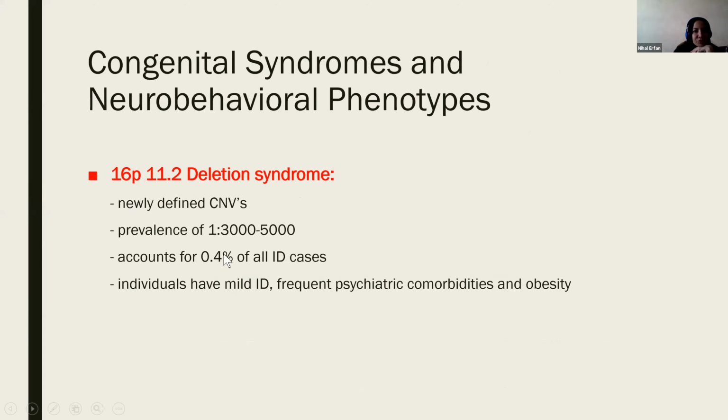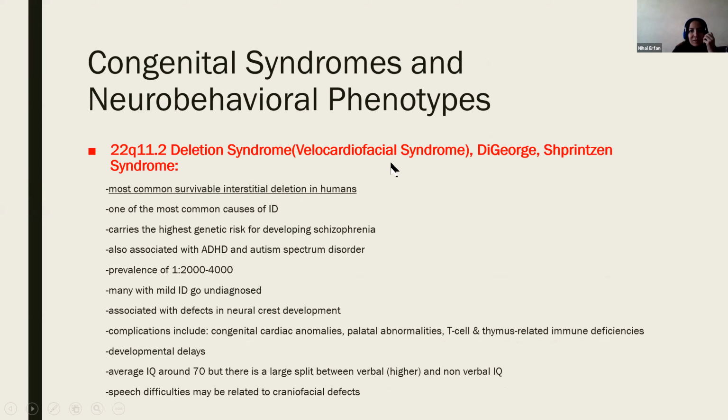I'm going to skip this one because, again, it's not very common, we don't see it, but the ones to follow. So let's skip this slide, the deletion syndrome, I'm not going to ask you about. But this one, the DiGeorge syndrome, because it's really the most common survivable interstitial deletion in humans. Okay, so we do see these kids in the clinic. It's one of the most common causes.